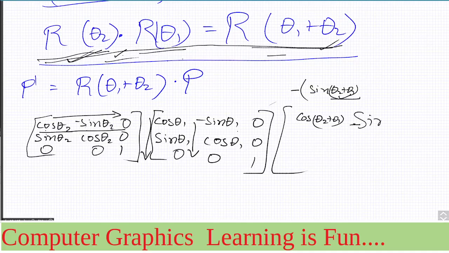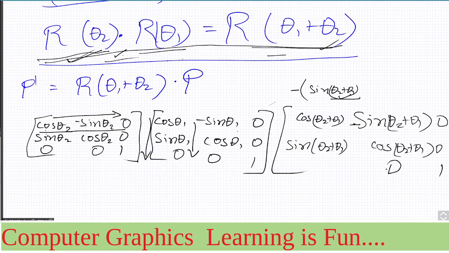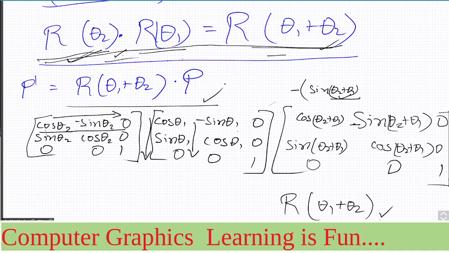What are you getting here? Sin of theta 1 plus theta 2. Here it is 0. Similarly, as required, you will get here sin of theta 2 plus theta 1, and here you will get cos of theta 2 plus theta 1. So what we are saying here is, if you want to rotate an object, there are multiple pixels to be rotated. If there are multiple rotations, you can use this rotation where you add theta 1 and theta 2 and use it with the pixels. That is a possibility.